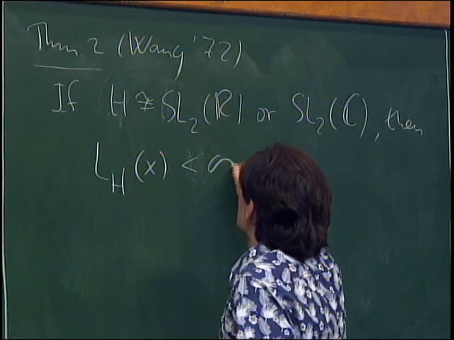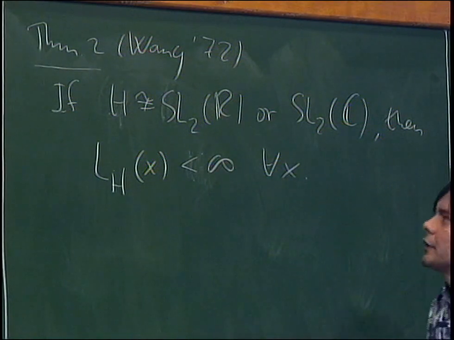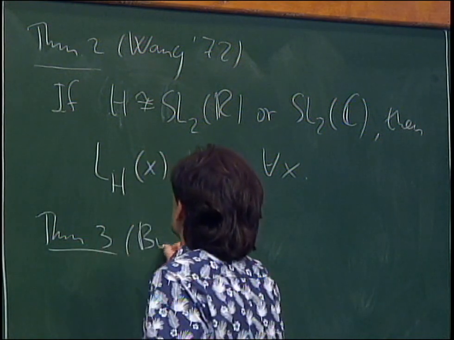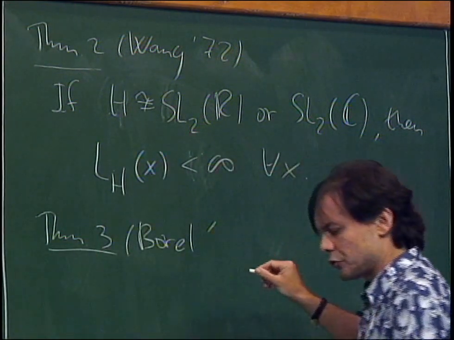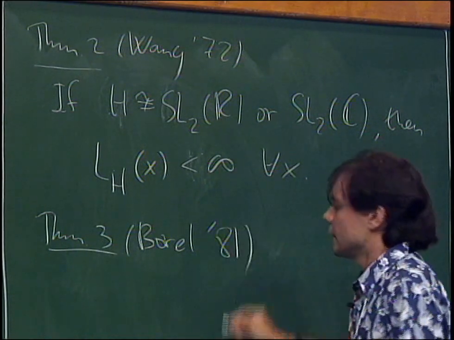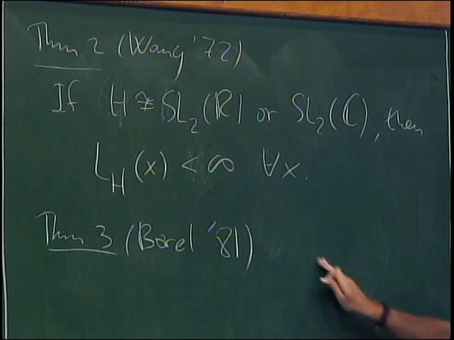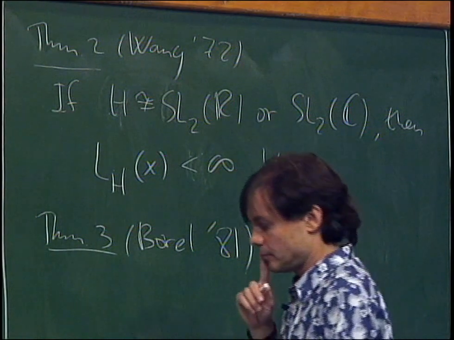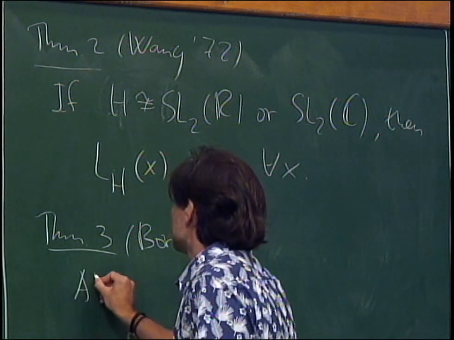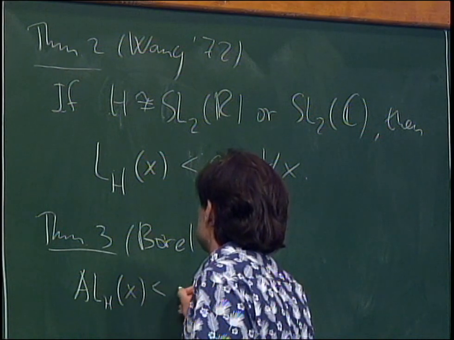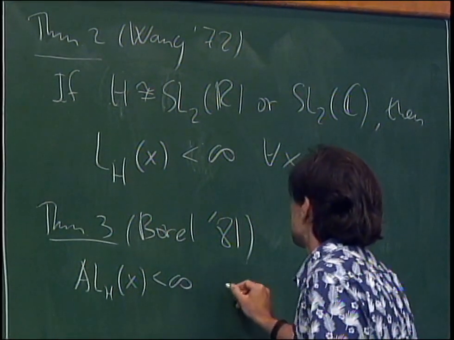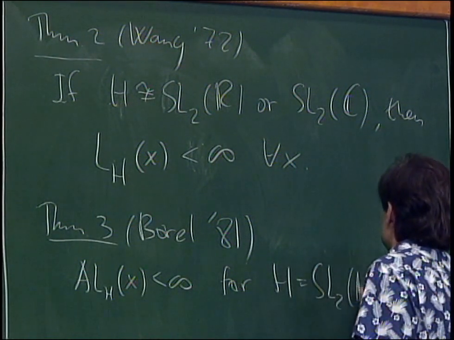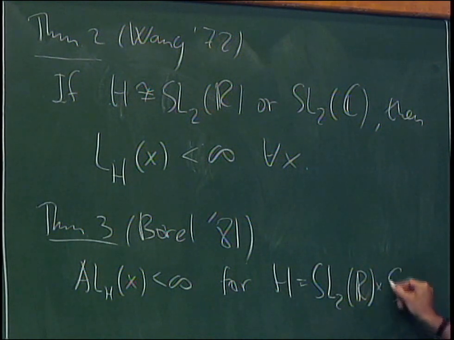It's finite for any X. And the other theorem of Borel, which was proved some 10 years later by different methods, says that the number of arithmetic lattices is also finite for SL2R and SL2C. And in fact, for any product of them.